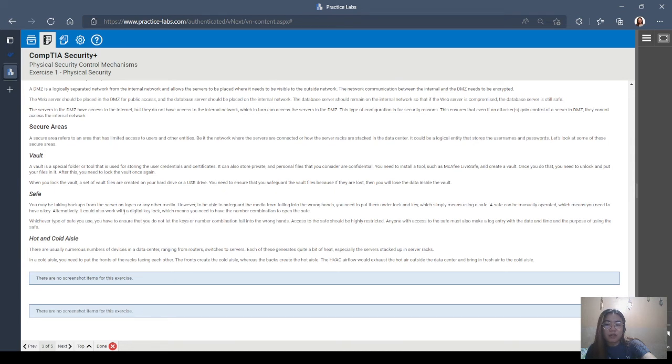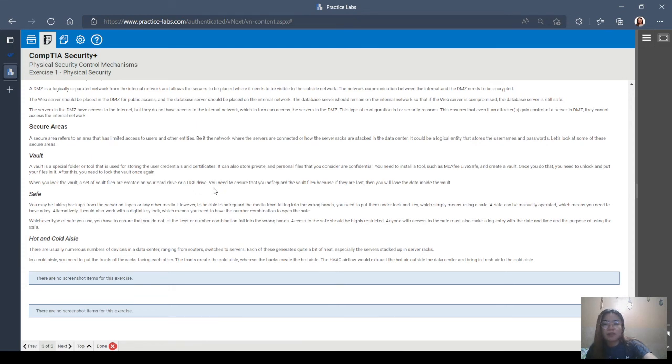Safe. You may be taking backups from the server onto tapes or any other media. However, to be able to safeguard the media from falling into the wrong hands, you need to put them under lock and key, which simply means using a safe. A safe can be manually operated, which means you need to have a key.